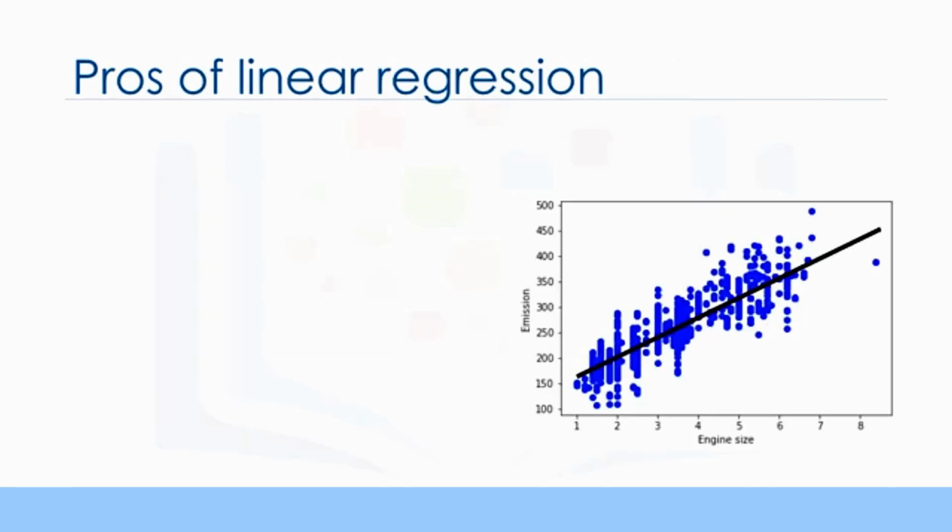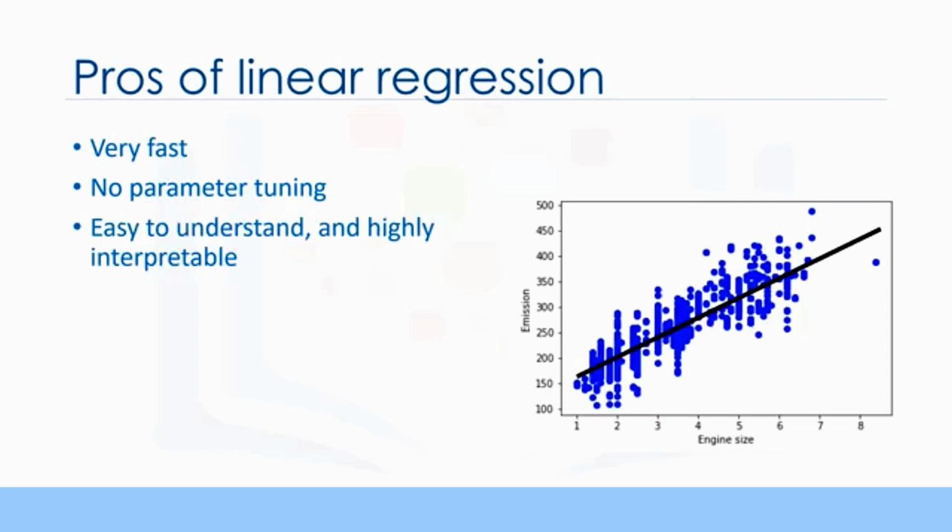Let's talk a bit about why linear regression is so useful. Quite simply, it is the most basic regression to use and understand. In fact, one reason why linear regression is so useful is that it's fast. It also doesn't require tuning of parameters. So, something like tuning the k parameter in k-nearest neighbors or the learning rate in neural networks isn't something to worry about. Linear regression is also easy to understand and highly interpretable.